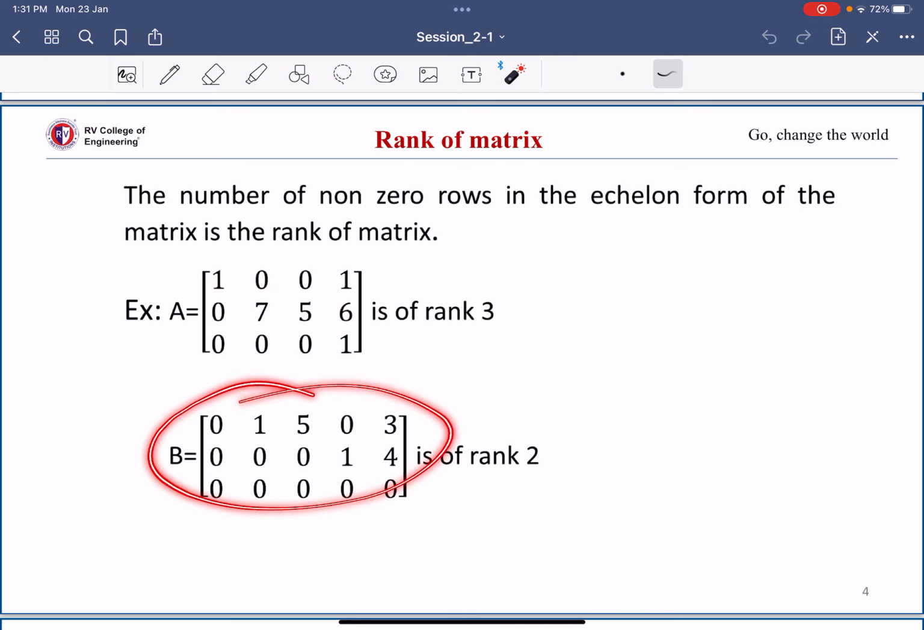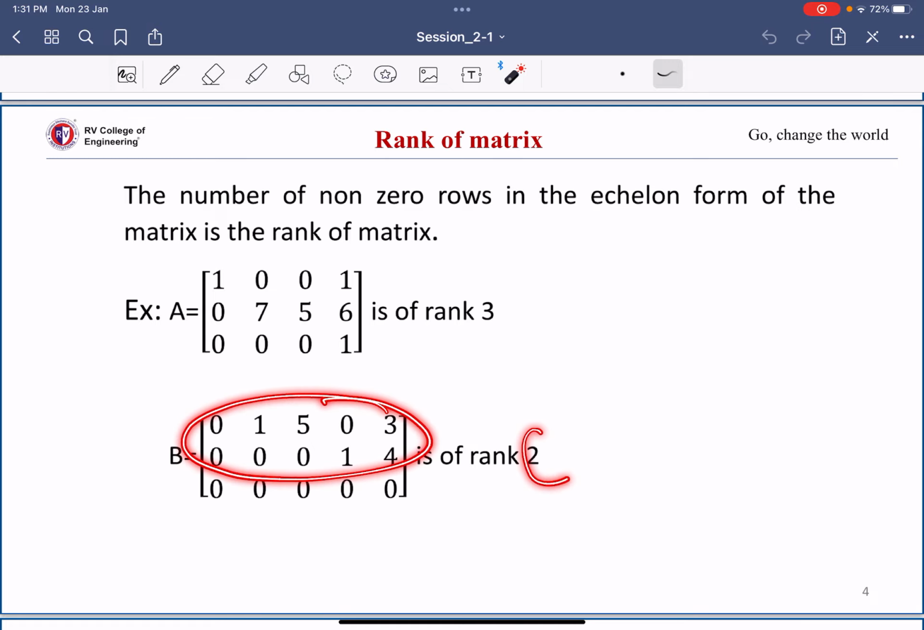Coming to the second example, you have a 0 row at the bottom, and this particular matrix is in RREF. So either REF, that is row echelon form, or RREF, the number of non-zero rows gives you the rank. So you have 2 non-zero rows, so the rank is 2.